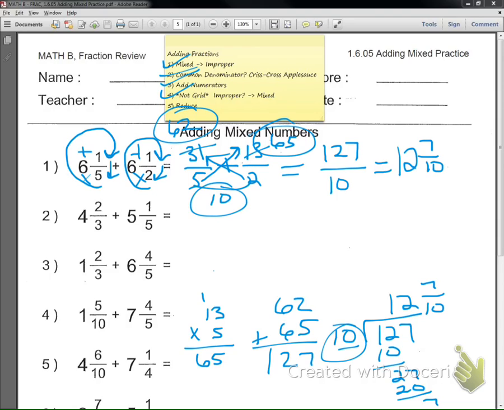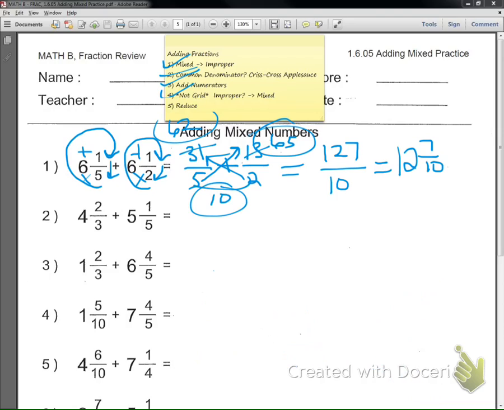Our final step says to check to see if you have to reduce. Well, 7 over 10. Let's see if that reduces. And I have a discussion to have with you about this. So just a second. Okay, so 7 and 10.